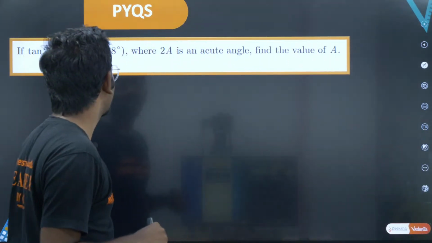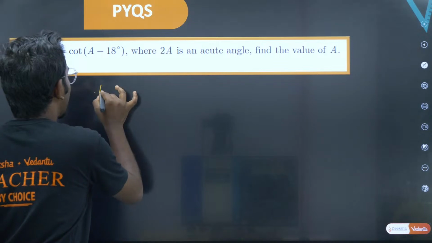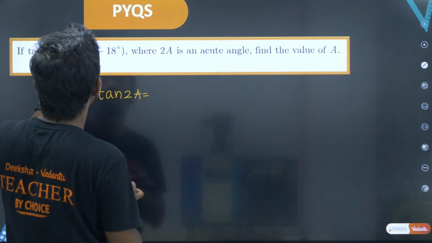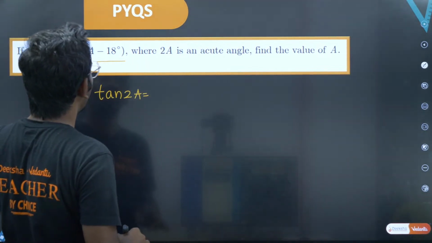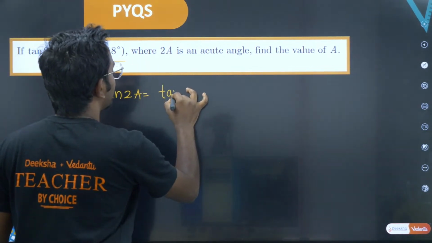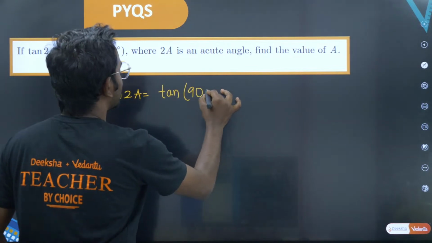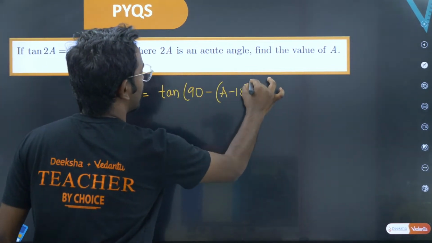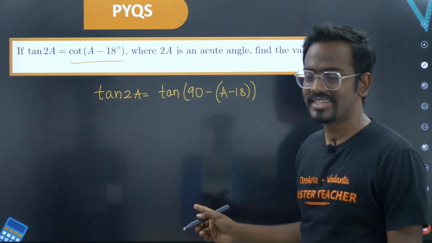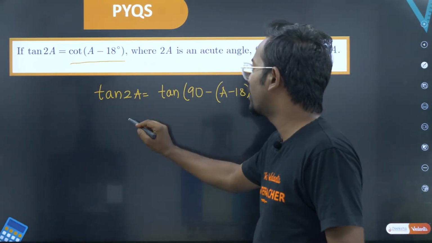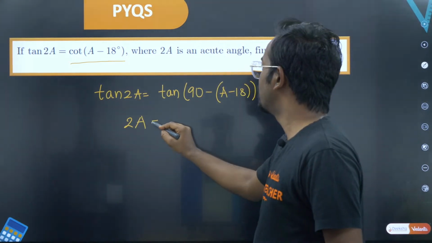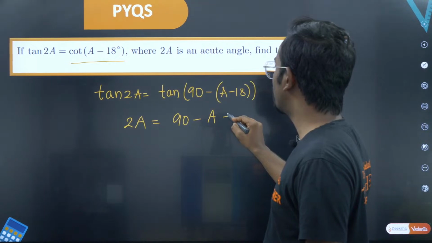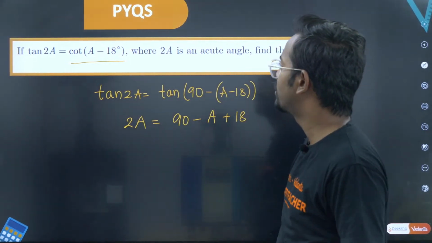Yes. So if you can note that, then tan 2a, can I write it as cot of something? Can I write cot 2a as tan of 90 minus theta? Instead of theta you have a minus 18. That's it. You've got tan on both the sides. You can cancel them and you can equate 2a is equal to 90 minus a, minus of minus is plus 18. Hope this is clear.